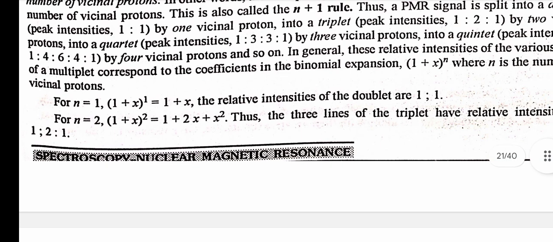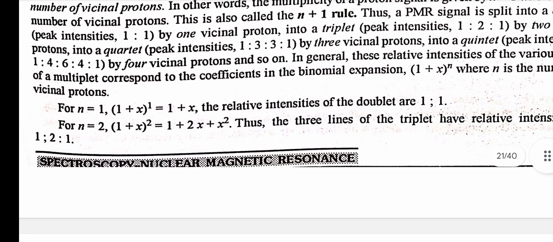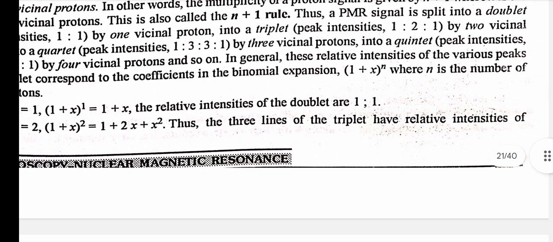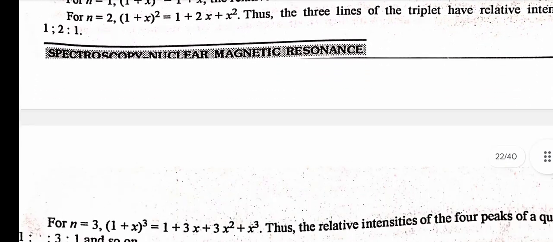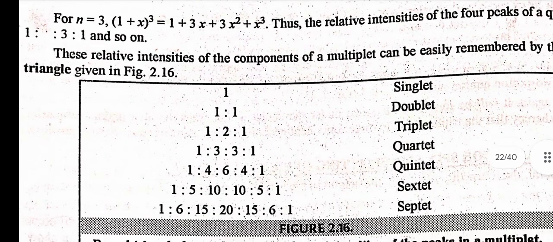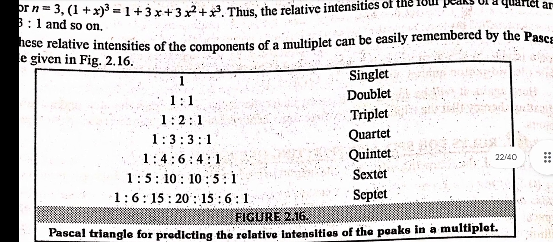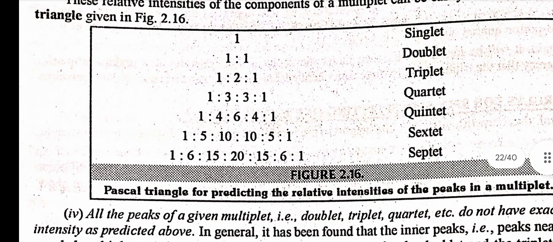In general, the relative intensities of the various peaks of a multiplet correspond to the coefficients in the binomial expansion, where n is the number of vicinal protons. These relative intensities of the components of a multiplet can be easily remembered by the Pascal triangle: 1 singlet, 1:1 doublet, 1:2:1 triplet, 1:3:3:1 quartet, and so on.